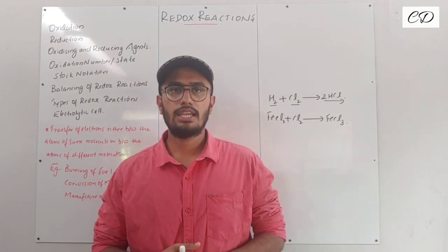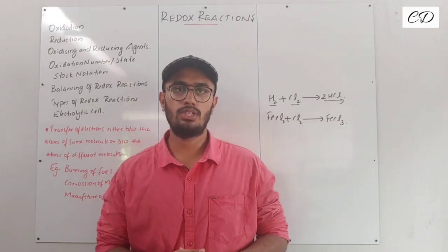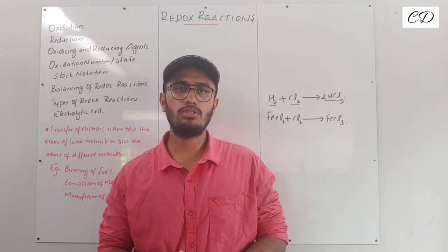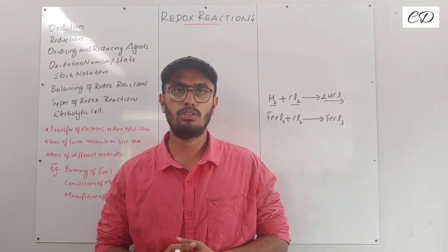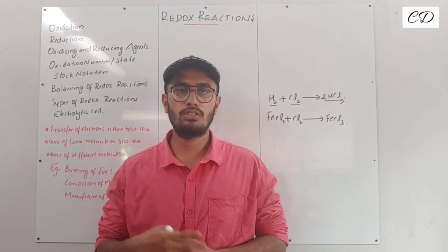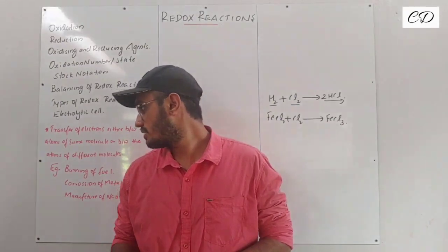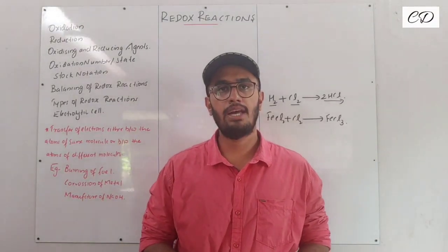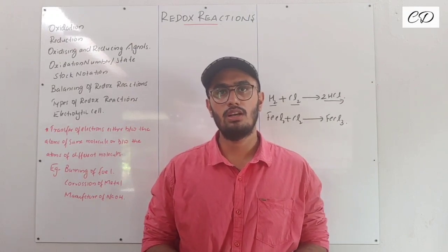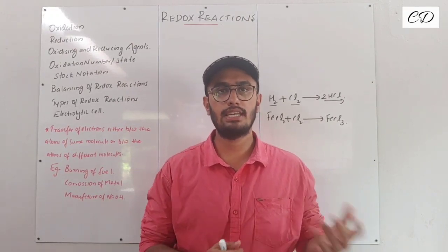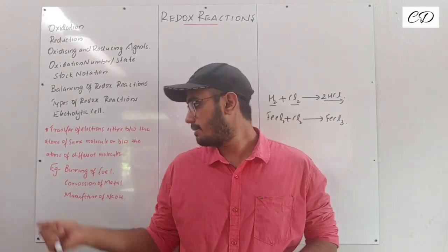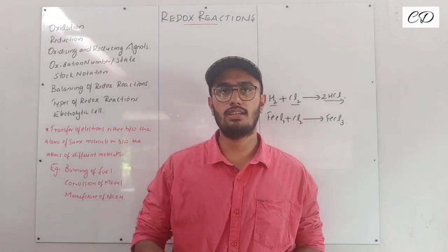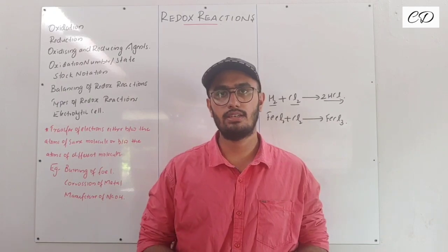Also, this redox reaction can be seen in both gas phase and in solutions, also in heterogeneous compounds, inorganic and organic compounds. Now we will go to some examples of this redox reaction. Example number 1 is burning of fuel. Corrosion of metal and manufacturing of NaOH or caustic soda. Manufacturing of NaOH you will deal with in the next chapter, that is s-block elements. And corrosion of metal is also known as rusting, a common example of redox reaction.